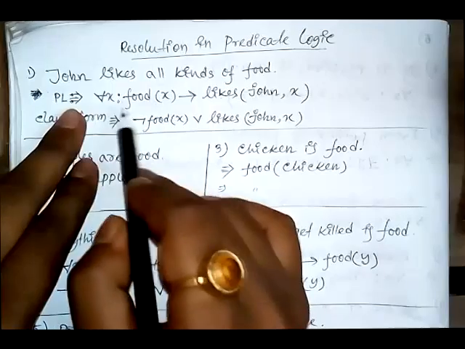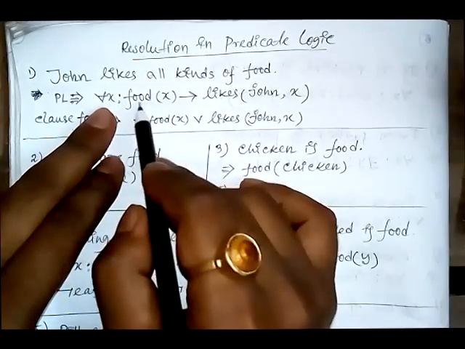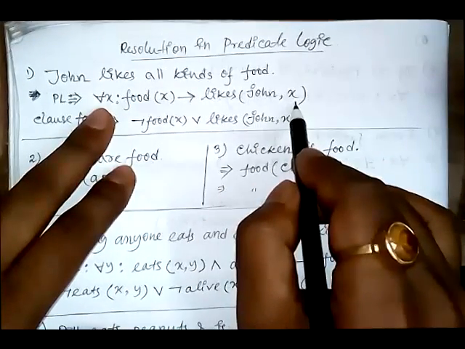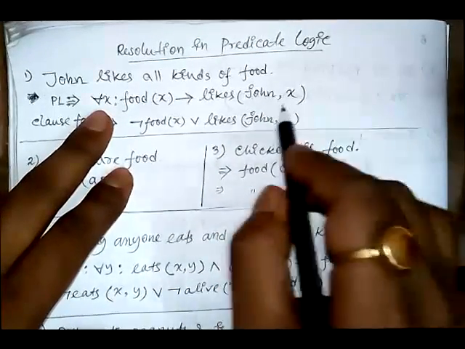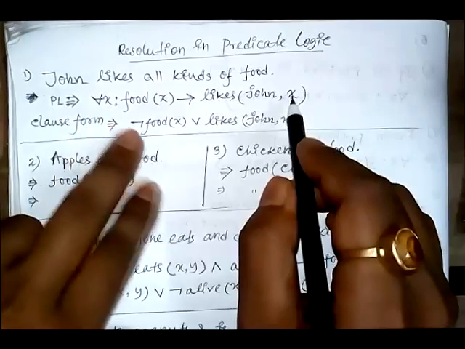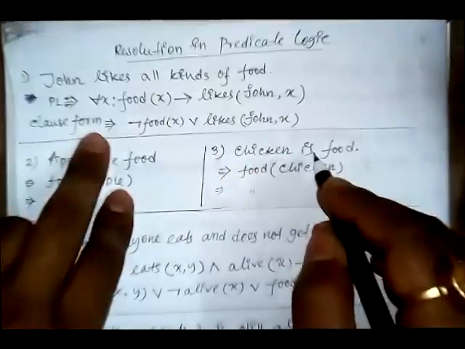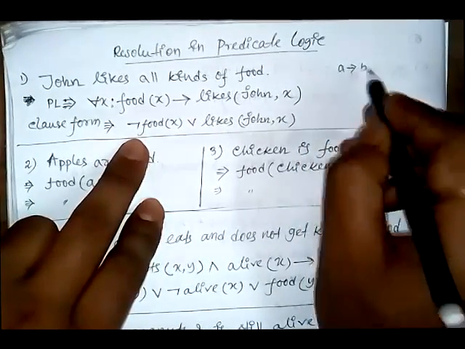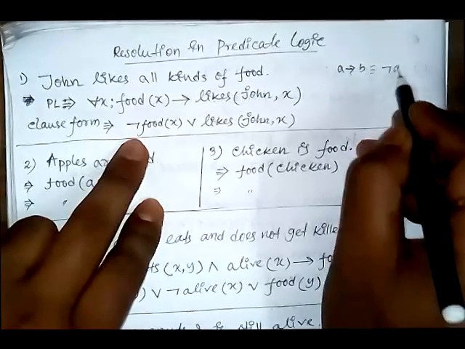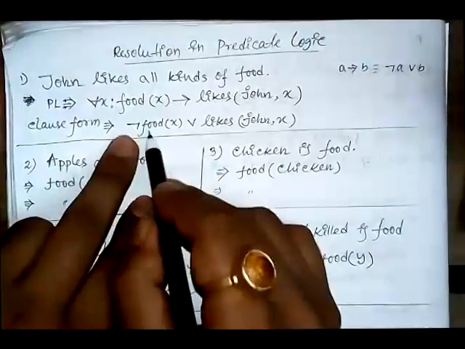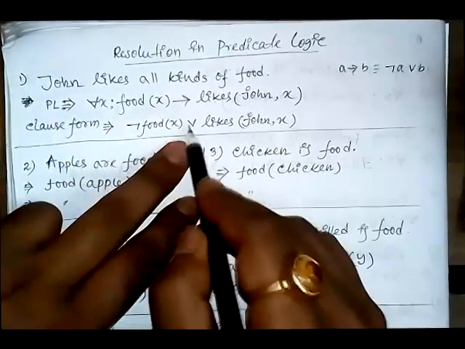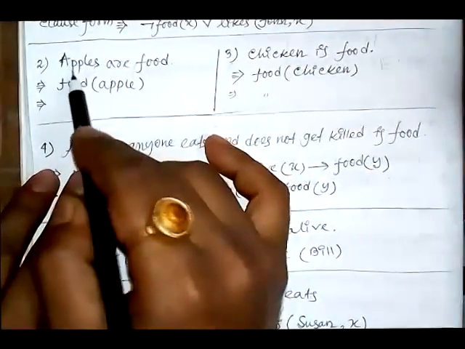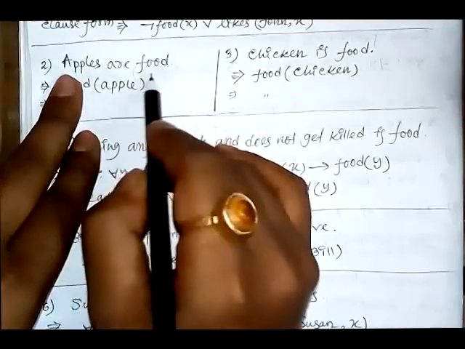So the predicate logic will be for all x, where x is a food, it implies that John likes x. John likes the food, right? So it's the predicate logic. Whenever we convert this into its clause form, as you can remember, if a implies b, it is equivalent to not a or b, in the sense not food x or likes John x. That's it.